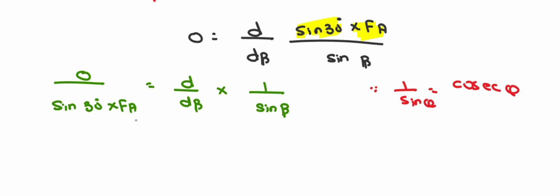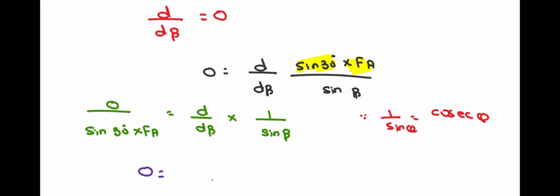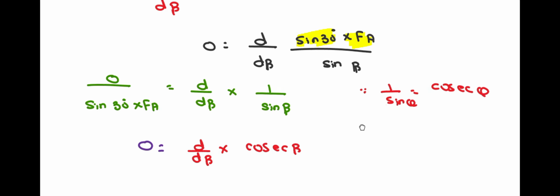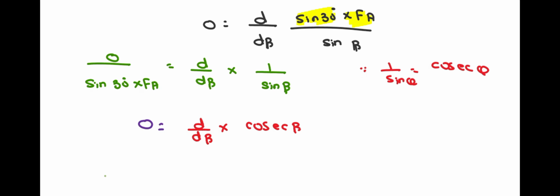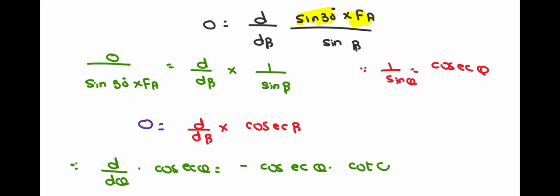So it will become 0, which is equal to 1 upon sine beta, which is nothing but d upon d beta into cosine beta. So apply the derivative to the cosine beta. We know the formula of cosine theta in derivative, and it states that d upon d theta of cosine theta is equal to minus cosine theta dot cot of theta.